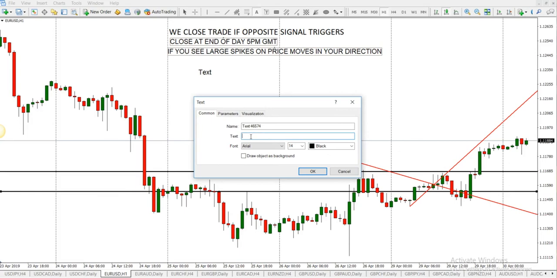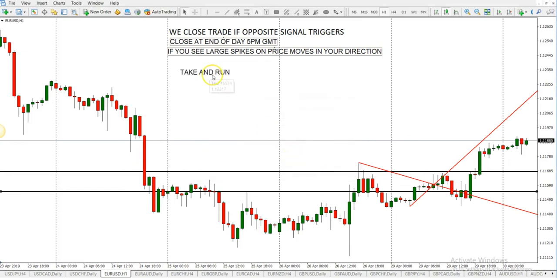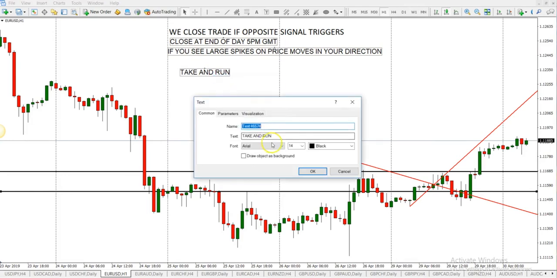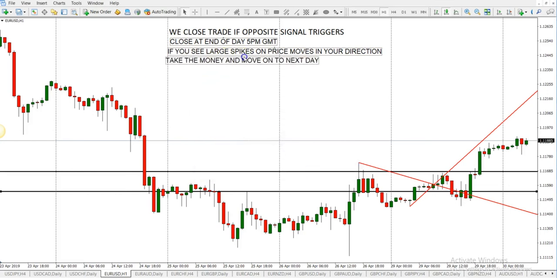Okay, so if it's only 10 to 20 pips, you can let it run a little bit. If it's close to the end of the day, close it, as you'll see in the backtesting video. Okay, so take the money and run, and move on to the next day.